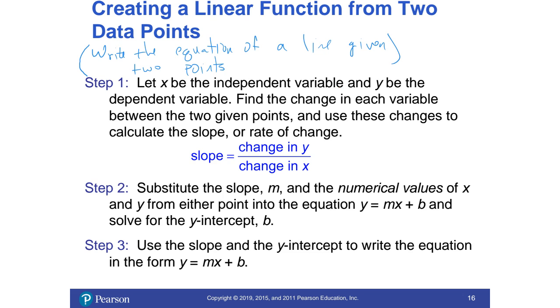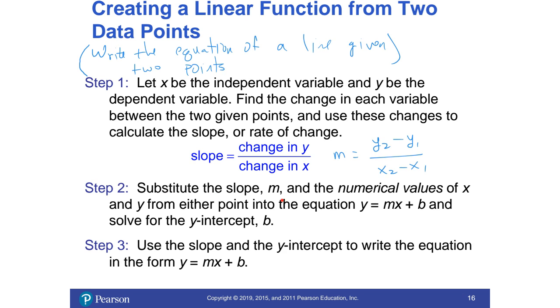Step 1, let x be the independent variable, y the dependent variable, and then find the slope. All right, you have 2 points. You can find the change in y, you can find the change in x. That is, find your slope, which is y2 minus y1 over x2 minus x1.